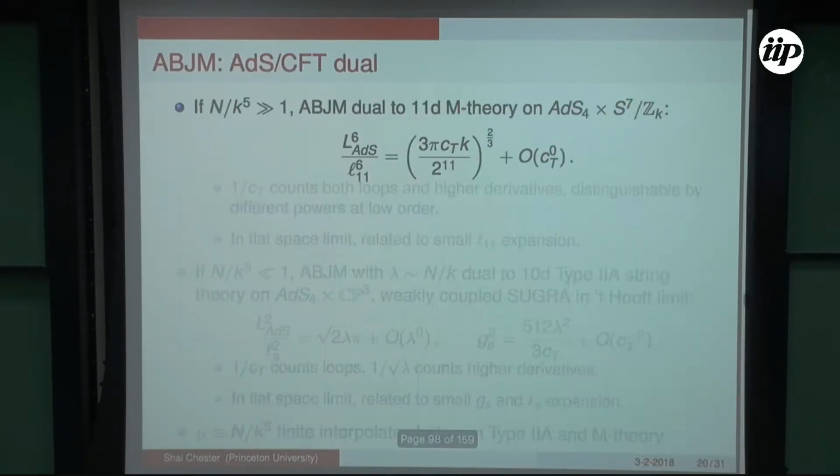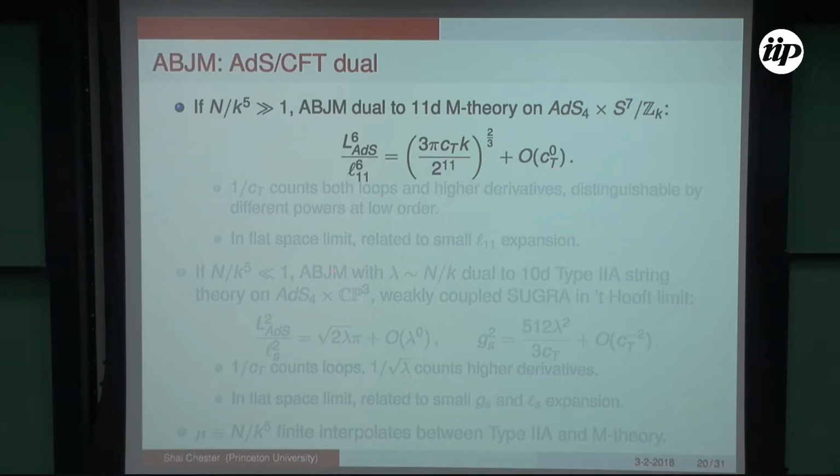OK, so let's move on to the holographic dual. The important quantity is n over k to the 5, which seems like a crazy quantity, but it turns out to show up in ABJM theory. If this quantity is very large, then ABJM is dual to 11-dimensional M theory in AdS4 cross S7 mod Zk, where the parameters are related as such. Unlike the n equals 4 super Yang-Mills case, this isn't a precise relation. This is an expansion in cT.